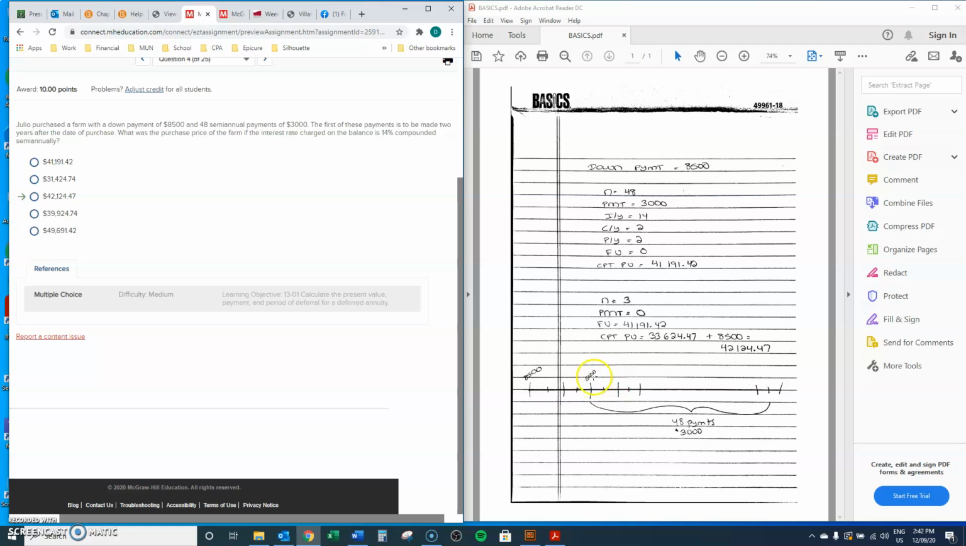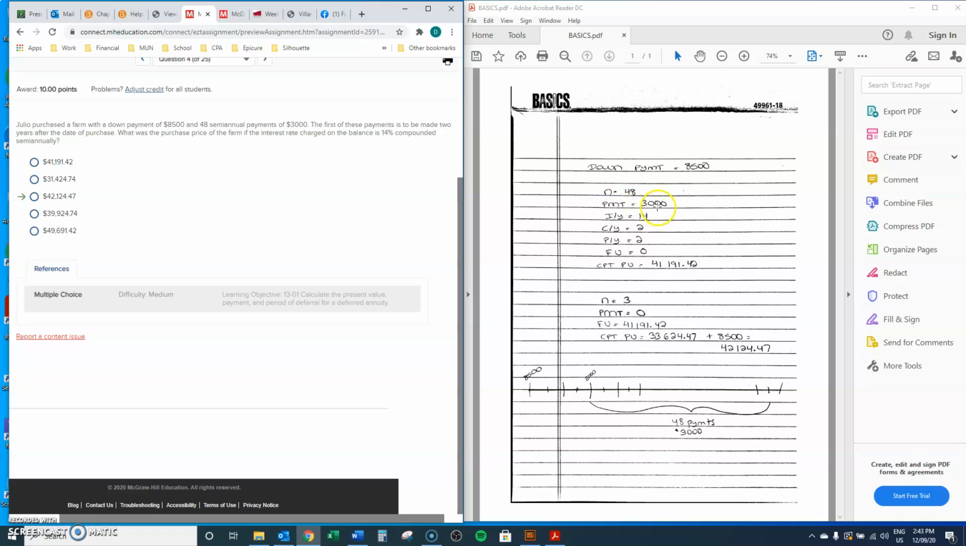So the first payment is made 2 years after the date of purchase, which makes our N 3. Some people might have used 4 because there are 4 semi-annual periods, but remember, if we want the payment to be at the end of the period, then the period starts here. So this period here would have a payment at the end. That means the first 3 periods would be the period of deferral. Here is when it would start. At the end of the period, there would be a payment. So that makes N equal to 3.